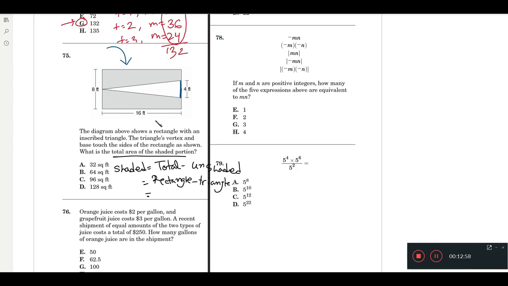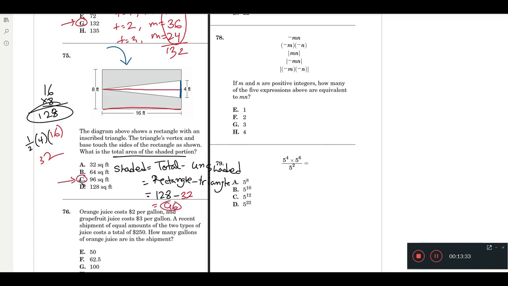So what do we get? The area of the rectangle is just 8 times 16, which is 128. And we subtract the triangle, which is half base times height. The base is 4 and the height is 16, parallel and equivalent to this. So half times 16 is 8, 8 times 4 is 32. What do you get? 128 minus 32? 96.